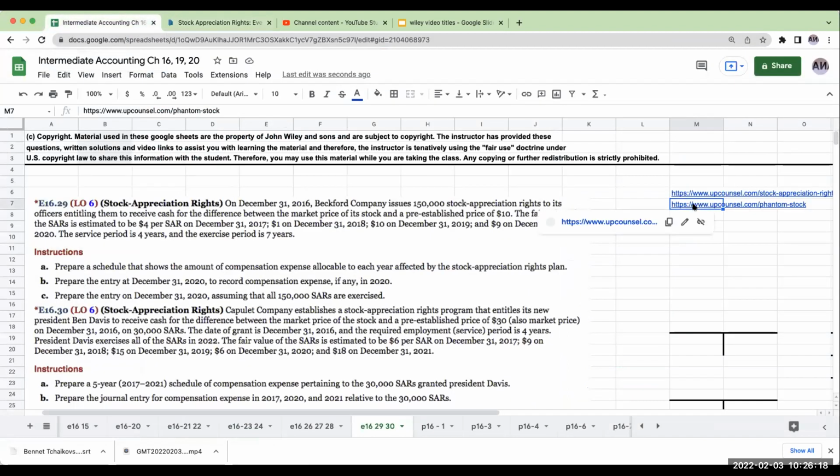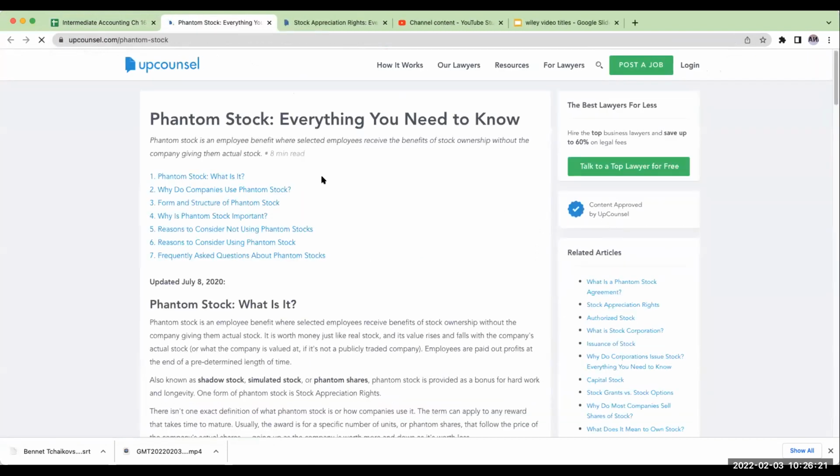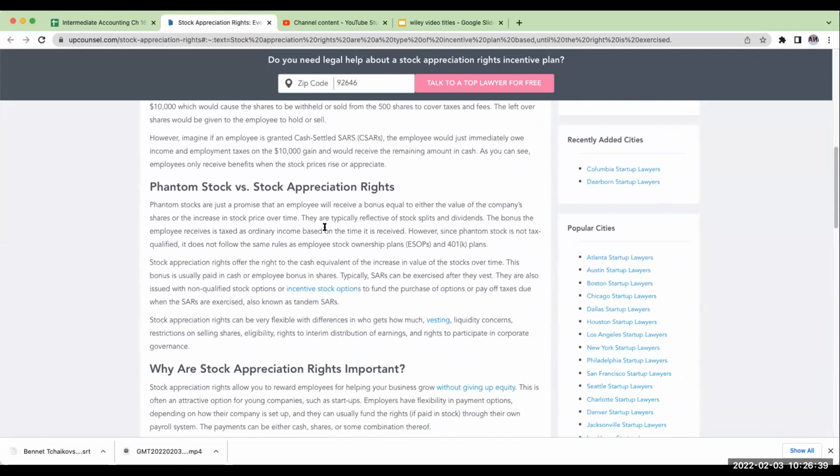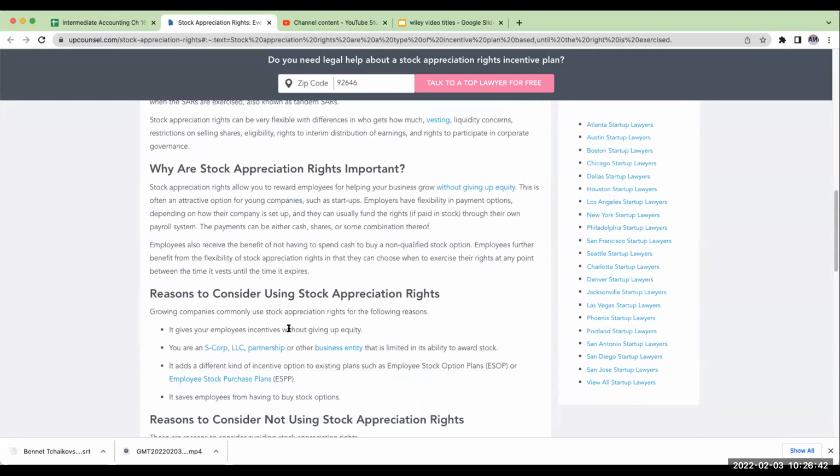But the other one over here is what is a phantom stock? It's not a Scooby-Doo mystery. Rather, phantom stock is something like a shadow, simulated stock or phantom shares. It's really to give somebody the benefit without the equity going out. Per their discussion, and I agree with them, if you're an S corp, LLC, partnership or other business entity that is limited in its ability to award stock, this can be a way of giving equity to those individuals.